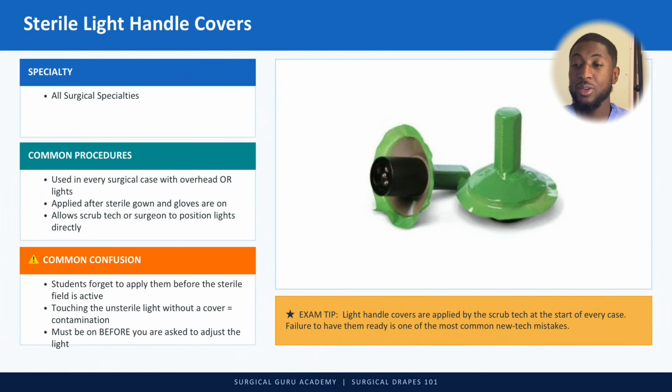Exam tip: light handle covers are applied by the scrub tech at the start of every case. Failure to have them ready is one of the most common new tech mistakes. All right, and then also at the end of the case, making sure to take them off. That's an easy mistake too, forgetting it, because you're cleaning up the field and you forget to look up, like, oh yeah, let me get the light handle covers.